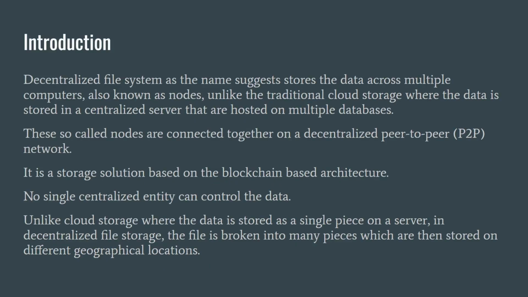So what is a decentralized file system? Unlike the traditional cloud storage systems, in a decentralized file system, the input file is broken into various small chunks of data which are stored in a network of computers, which are also known as nodes. Here it is a blockchain based architecture, so no single centralized authority can control the data. Here the user has more control over their data.